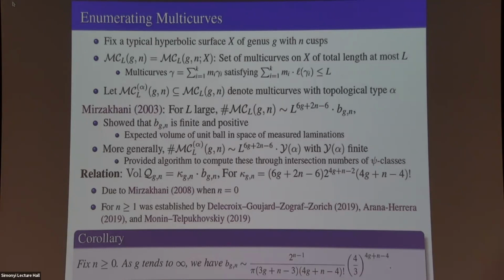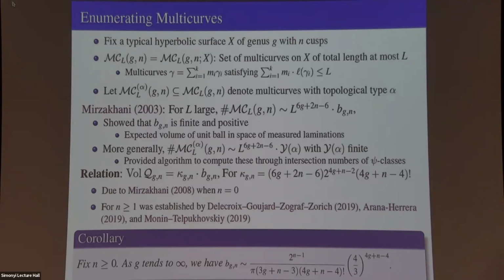Okay. So now I fix some topological type alpha, which is indexing the topology of the surface that I get by cutting X along this multicurve. I just call that alpha, and I let MC_L of alpha denote the set of all multicurves with that topological type. So this is just a refinement by topological type.